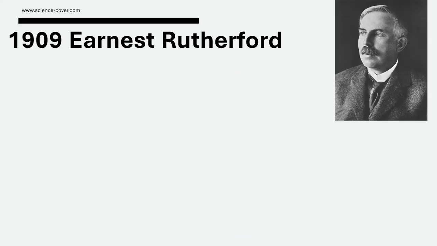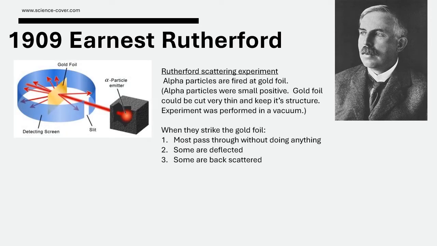12 years later, in 1909, Ernest Rutherford performed an experiment now known as the Rutherford scattering experiment. In this experiment, alpha particles were fired at a gold foil. Now, he used gold foil because he can cut the gold very thin and it keeps its structure. And the alpha particles themselves are a type of radiation, they're a very small positively charged particle. The whole experiment was performed in a vacuum as alpha particles can't travel very far in the air and he didn't want the air to interfere with the experiment.